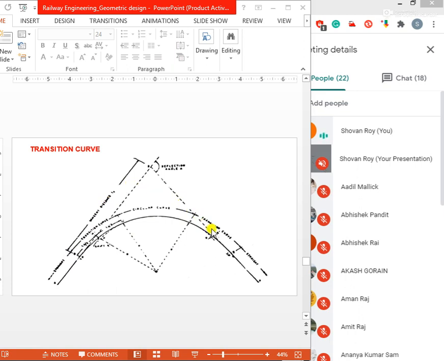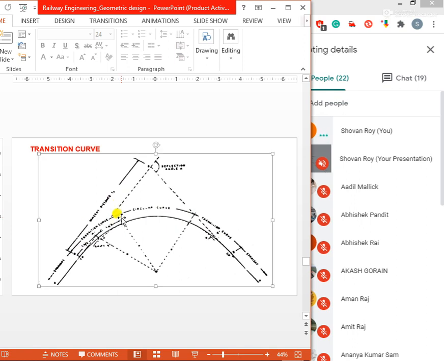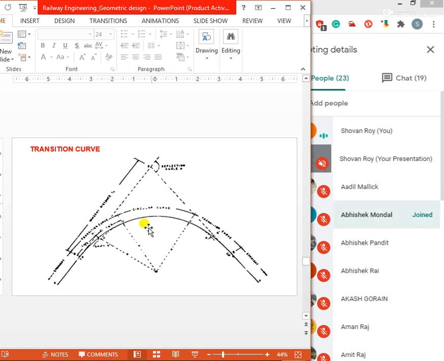Actually, this is a circular curve. This portion is a circular curve, this portion is a circular curve, this is your circular curve. Now in this figure I am telling all the parts. This is a circular part, this is a circular part, this is a straight part, this is a straight part, this is a circular part.